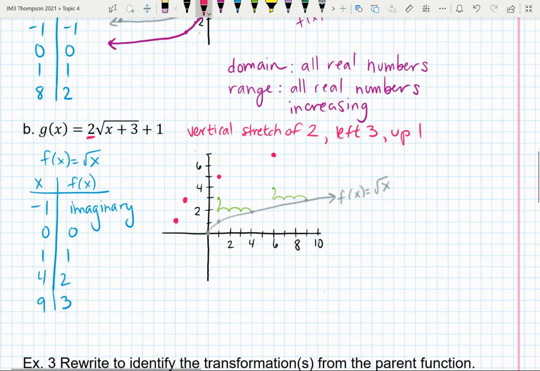The stretches do make it a little bit more complicated. We will be keeping those to a minimum. We won't be doing them a lot. But you can tell that this graph gets bigger faster, and that's because of the 2.